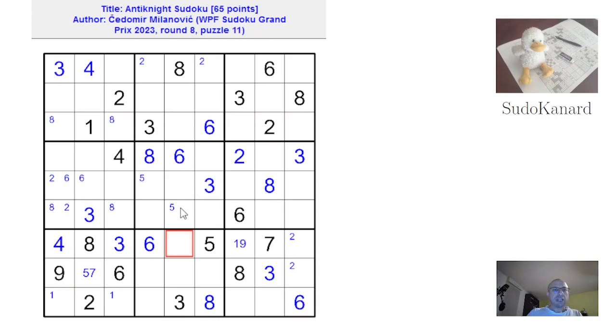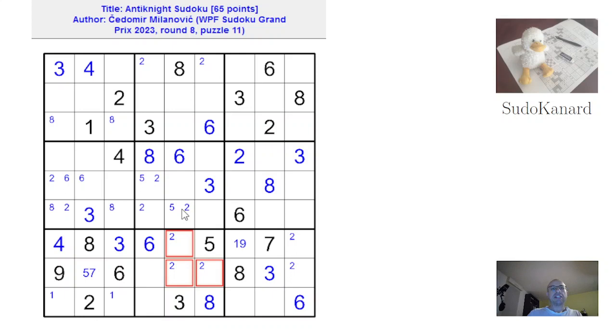Is there anything more I can do with 2s here? 2 can't be here, can't be here, so 2 is around here. Perhaps it's interesting to pencil mark all of that. Three, 2. Yes, that's interesting because 2 is in one of those 3 cells, as I've mentioned earlier, because of this 2.